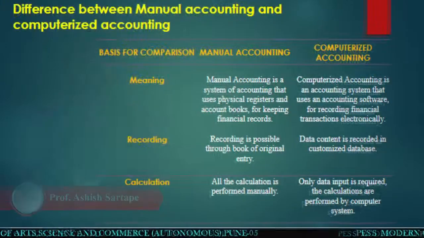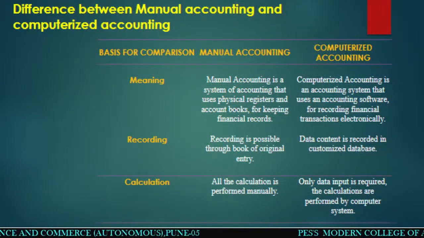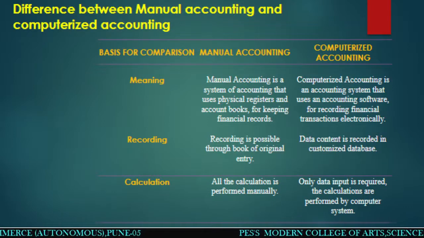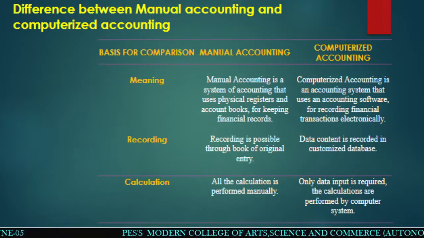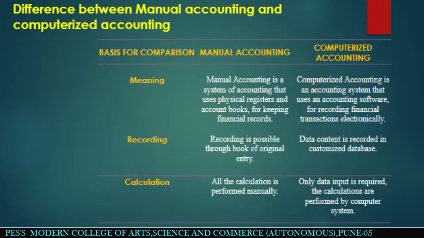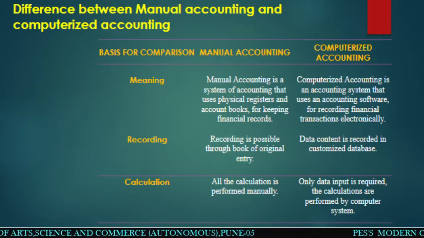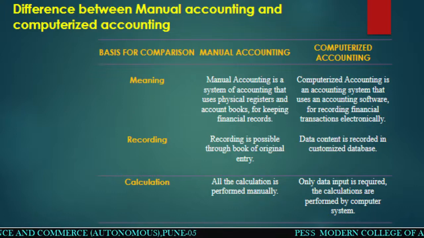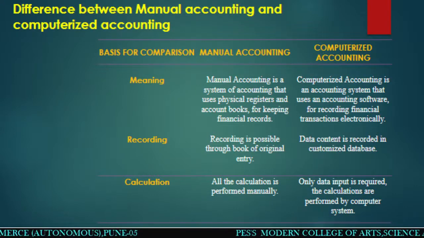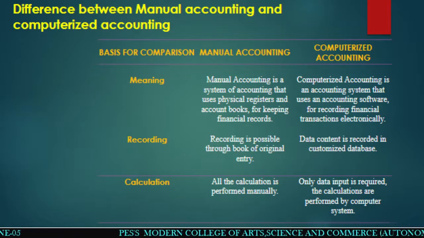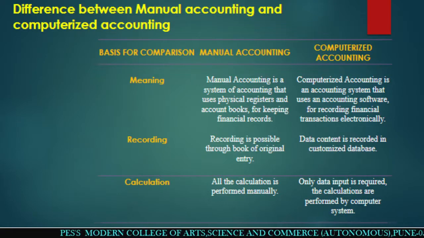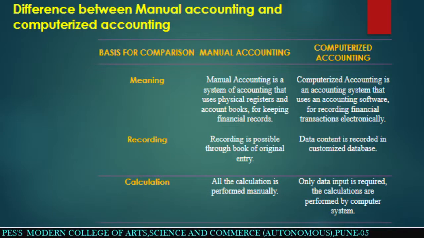Then the third basis of comparison is the calculations. In accounting, calculation is a very essential factor for determining or retrieving the financial position of an organization. In manual accounting, all the calculation is performed manually. But in computerized accounting, all the data which we input into the system is directly processed by the computer system. So we need not worry about calculating each and every amount.